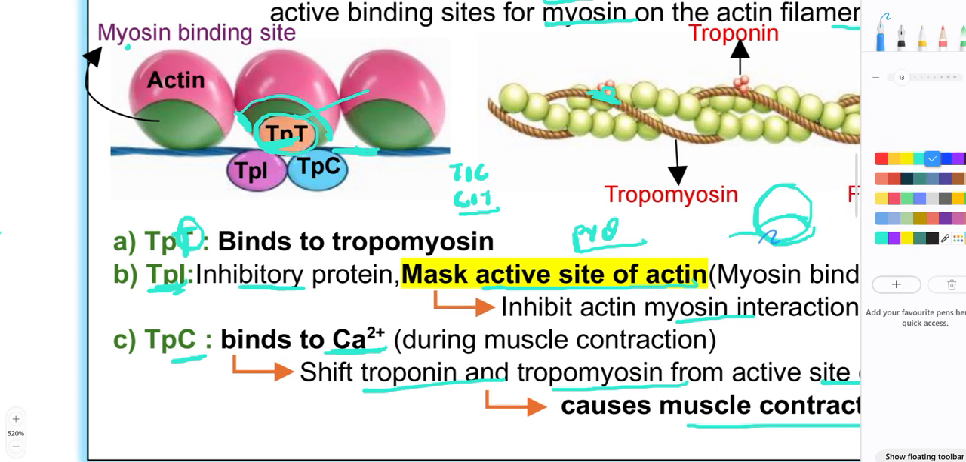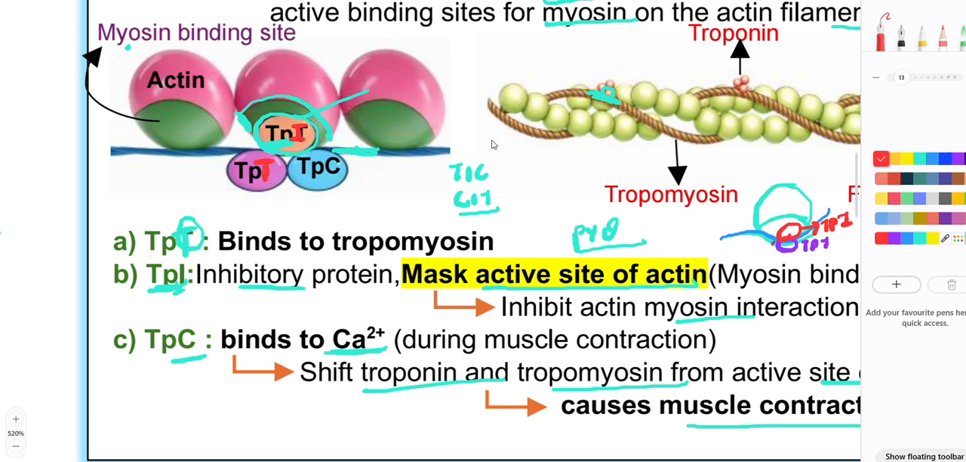Yes, on this you have a troponin. Now on this troponin, what is present? One subunit, that is TPT, is present. Then another subunit, that is TPI, will be covering the active site, that is masking the active site. Better if we write this one as TPI and this one as TPT.